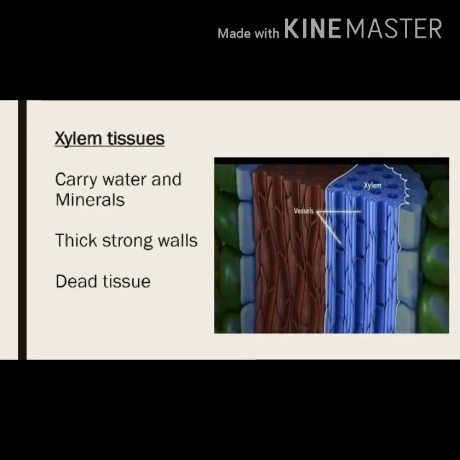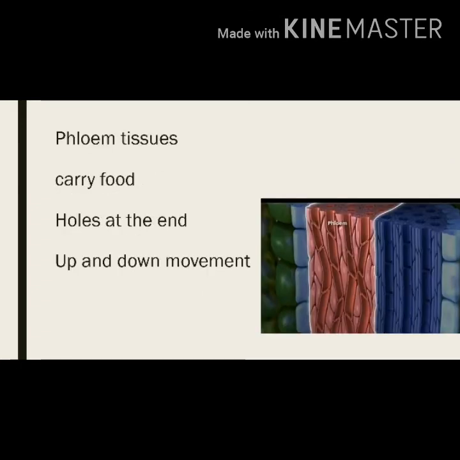Next one is xylem tissues. The job of xylem tissue is to carry water and minerals from the roots to the leaves. Xylem tissues have thick and strong walls which support the plant. Xylem is a dead tissue. The job of phloem tissue is to carry food from the leaves to the other parts of the plant. Phloem tubes are made up of living cells. There are holes at the end of each phloem cell so sugar solution can pass through. Sugar solution can go both up and down in a phloem tube.